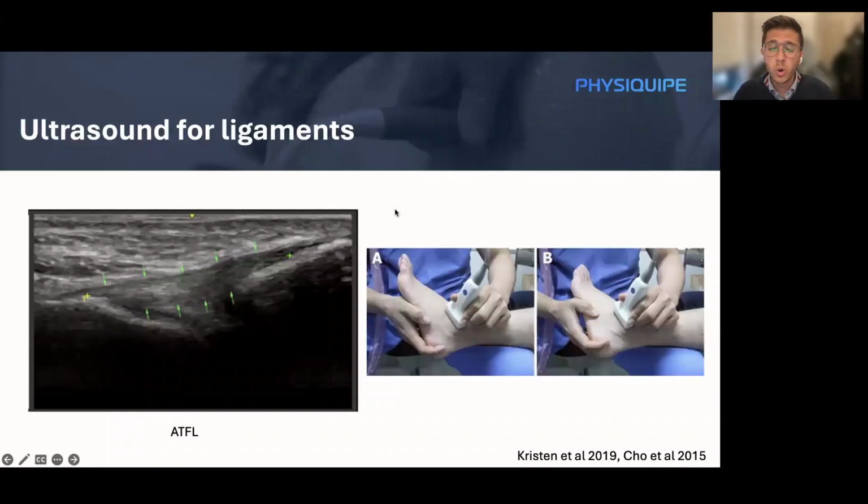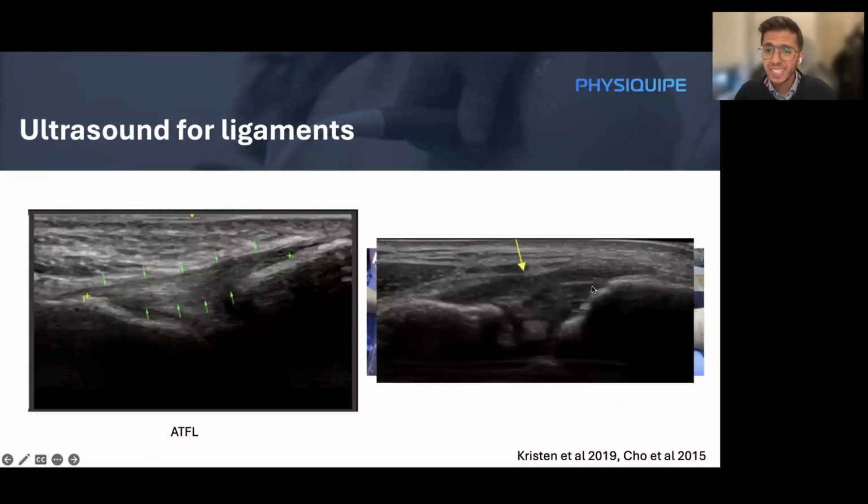So if you're not sure whether there is true laxity on your clinical assessment with an anterior draw, you can do a sonographic anterior draw essentially by placing the probe over the ATFL and applying anterior stress as you would in a clinical assessment. And you can sometimes see that gap opening.